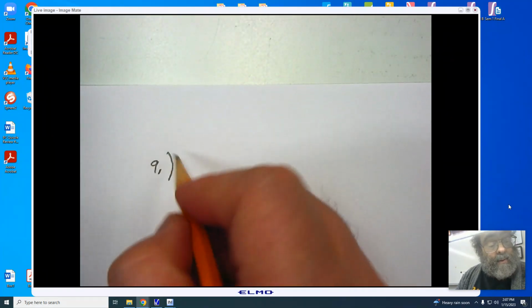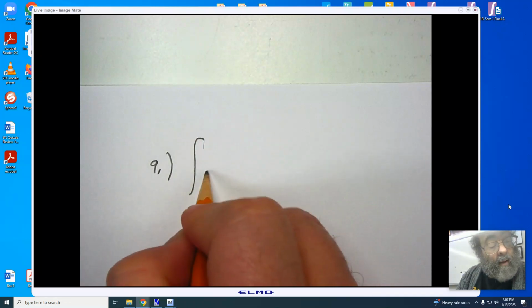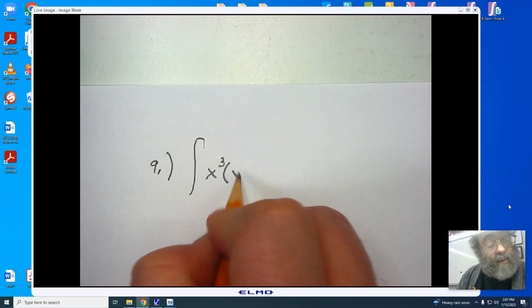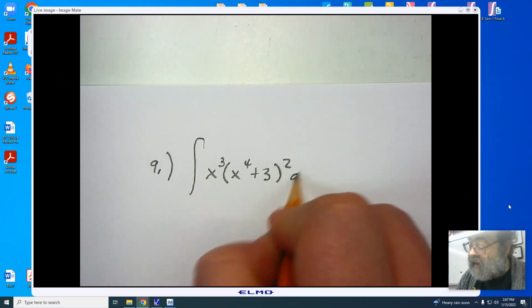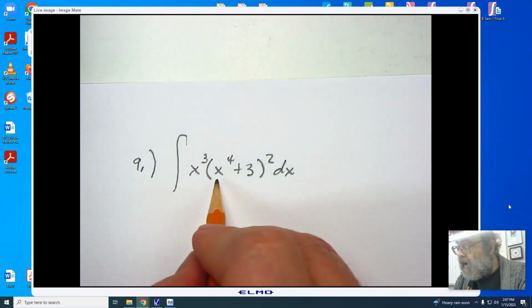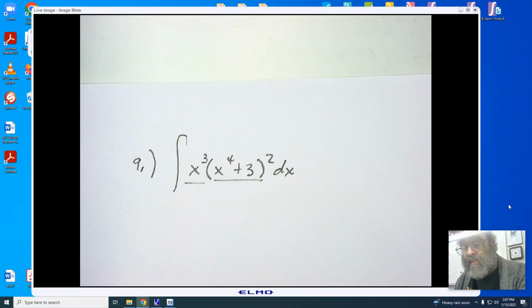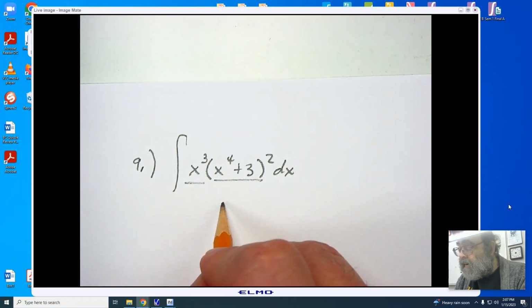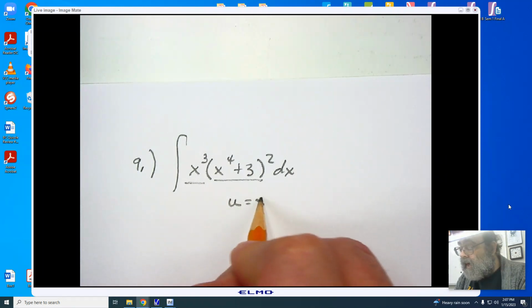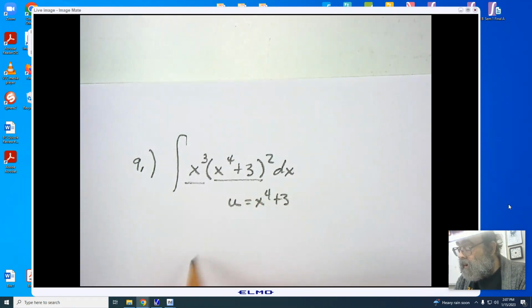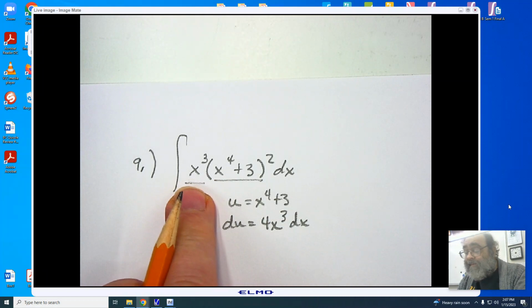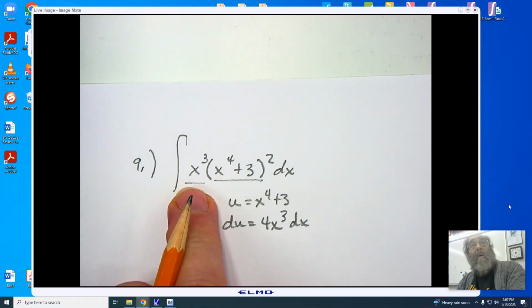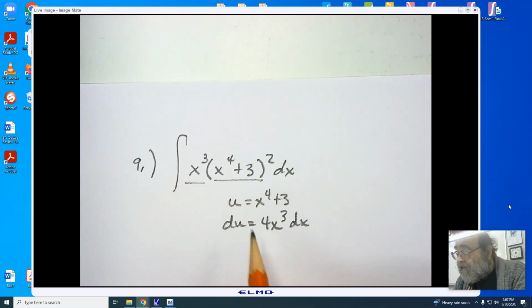Number 9 is the integration of x cubed times x to the 4th power plus 3, the quantity squared, dx. See, the power of 4 to the power of 3, that's what we're looking for. Once again, here we go. U equals x to the 4th plus 3. Notice there's something different this time. We have a 4x cubed dx, but we have a 1 here. Oh no, we're going to have to get rid of that 4.